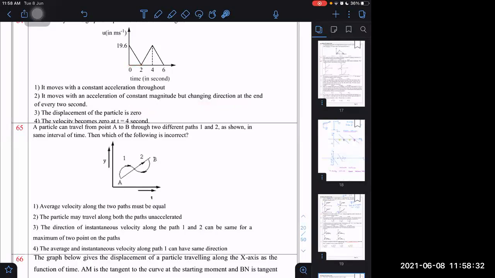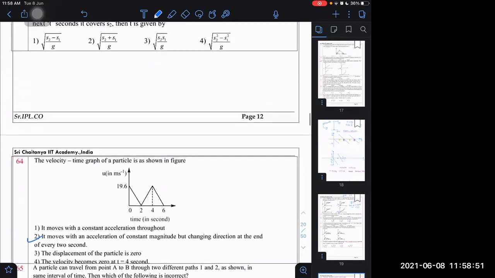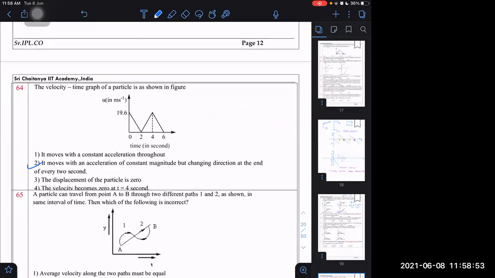I think, let me check once. Right? I think it is negative and it is positive, but magnitude wise, if we observe, then the slope will come out to be the same. So I think 2 seems to be right only. Displacement of particle 0, no, not 0. Area under graph is not 0. Velocity becomes 0 at t equal to 4 seconds, no. At t equal to 4 seconds, it is maximum. In fact, it is not 0. It is 19.6. So answer should be 2.